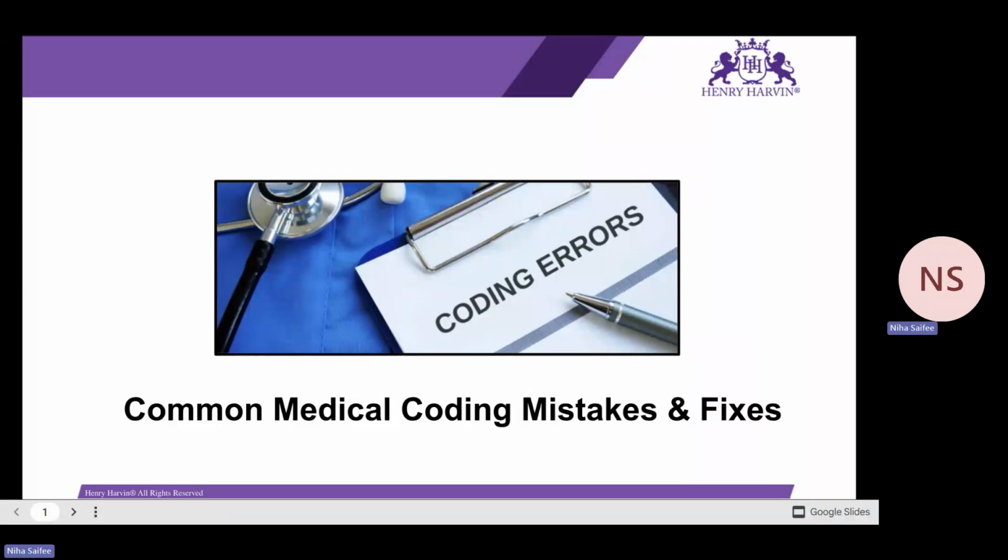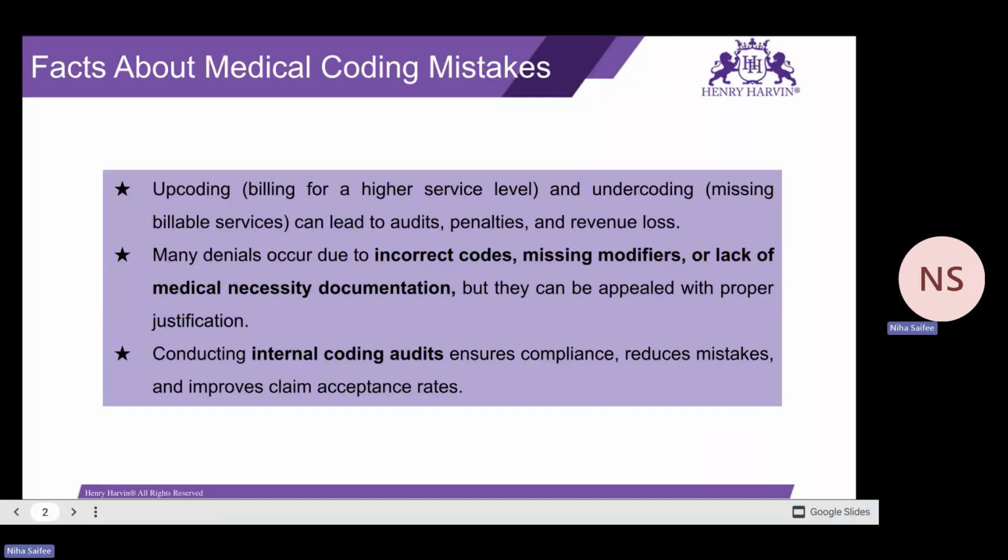Good afternoon. Today we are going to talk about common mistakes that happen in medical coding, and also the fixes.